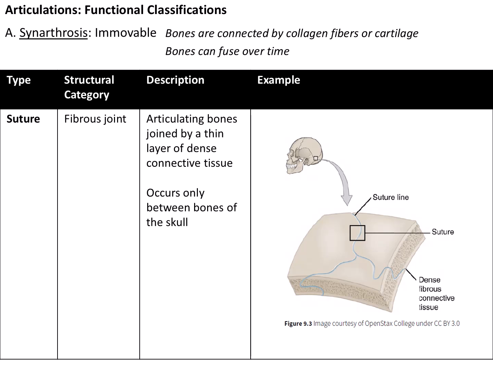First, we start with synarthrosis joints. These joints are immovable. Typically, these joints are made between two bones that are fused together, connected by fibers or collagen. First is the suture, which means sewing together. In this case, there is a very thin layer of dense, regular connective tissue holding these bones together. Sutures are only found between the bones of the skull.